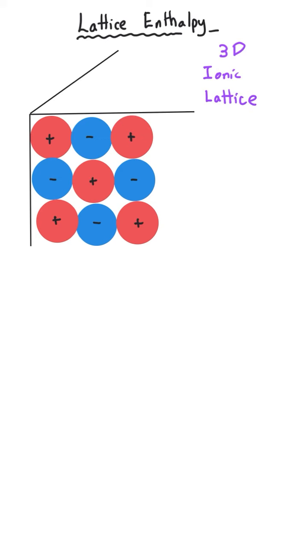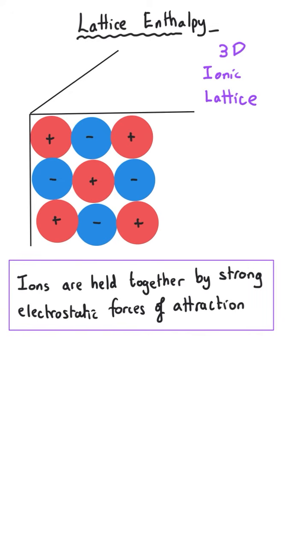These ions are held together by very strong electrostatic attractions in all directions, and this is what ionic bonding is. And you can see this positive ion in the middle here has got 4 oppositely charged ions that it will be attracted to that we can see. There will be another one going into the screen and a 6th coming out of the screen.